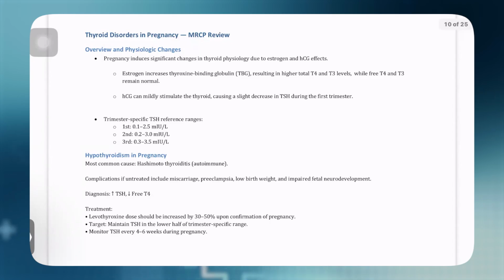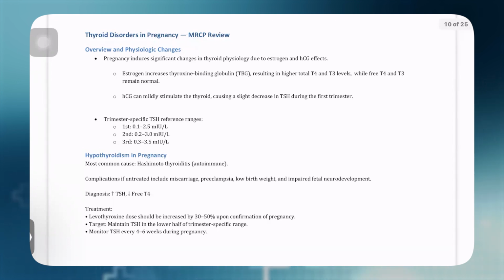Hypothyroid in pregnancy, the most common cause is Hashimoto's thyroiditis, that is autoimmune. Complications are miscarriage, preeclampsia, low birth weight, and impaired fetal neurodevelopment. So it affects the neurological development. So how do you diagnose? The T3, T4: free T3, T4 will be low and the TSH will be elevated.